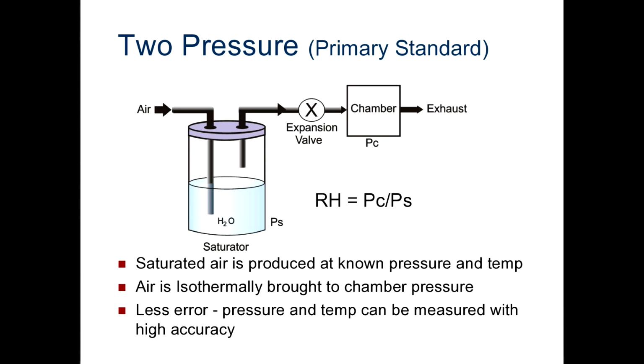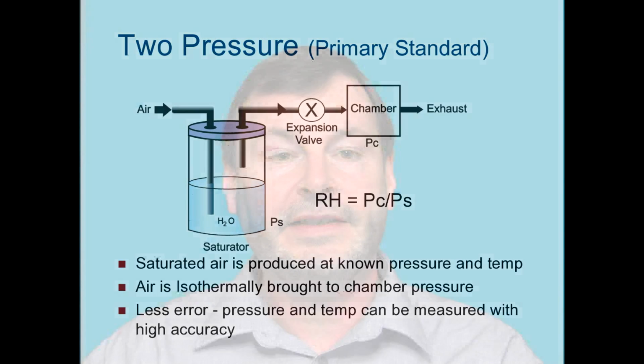So by controlling the pressure of the airstream, we can control the relative humidity. And as we see here in the diagram, the relative humidity is equal to the pressure of the chamber divided by the pressure of the saturator. This allows us to generate relative humidity by simply measuring pressure and temperature. Both of these parameters can be measured and controlled with high accuracy, and that allows a humidity value to be generated very accurately without having to directly measure the relative humidity. And that's why this is a primary standard for generating humidity.